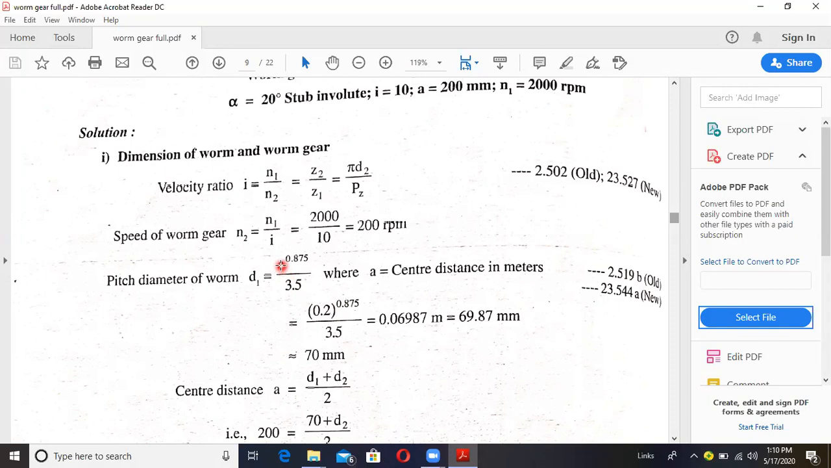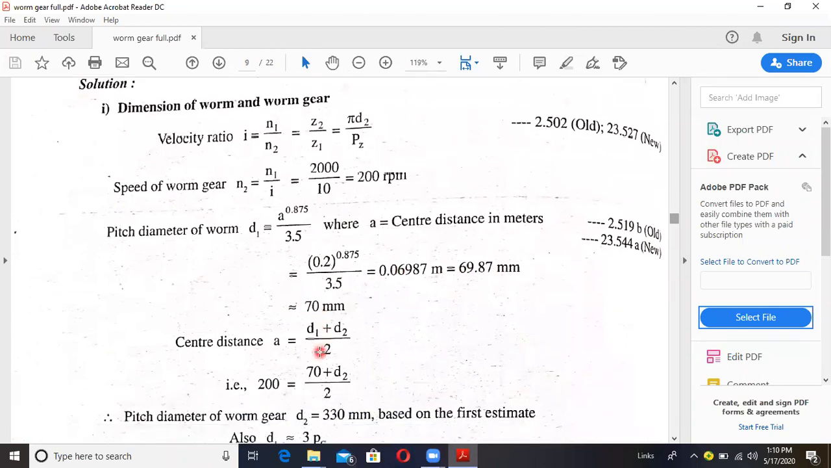Now substitute a in meters. They have given 200 mm; in meters we get 0.2 to the power of 0.875 divided by 3.5. We will get the answer in meters. Converting now to mm, we get 69.87 mm, approximately equal to 70 mm. So now we got D1 is equal to 70 mm.